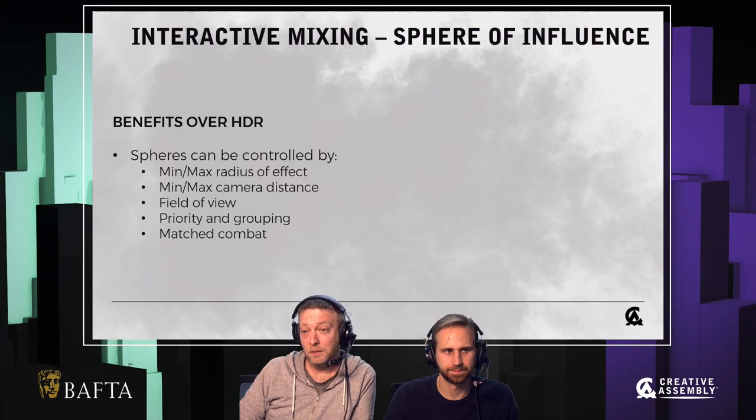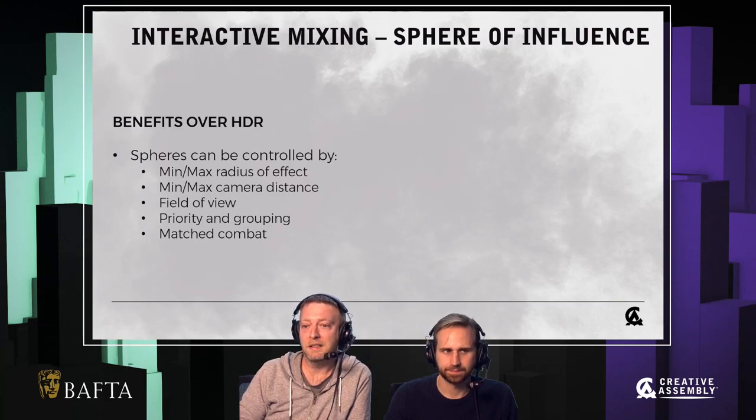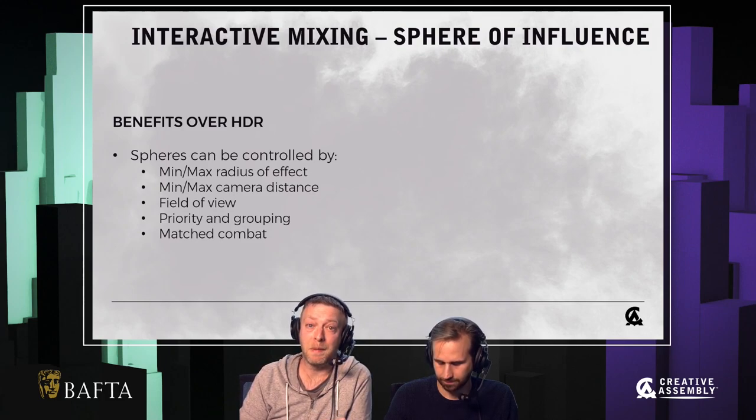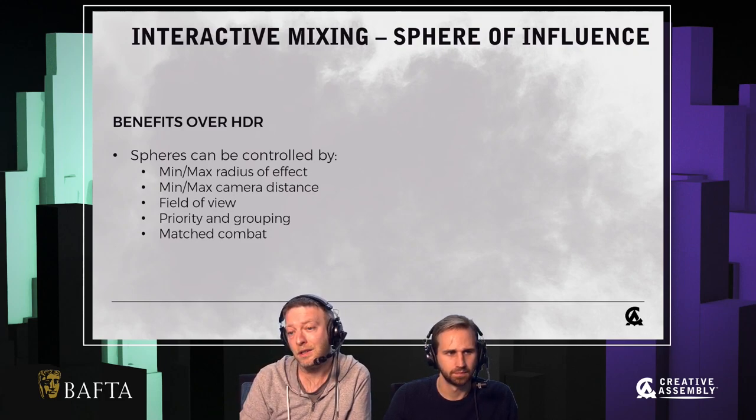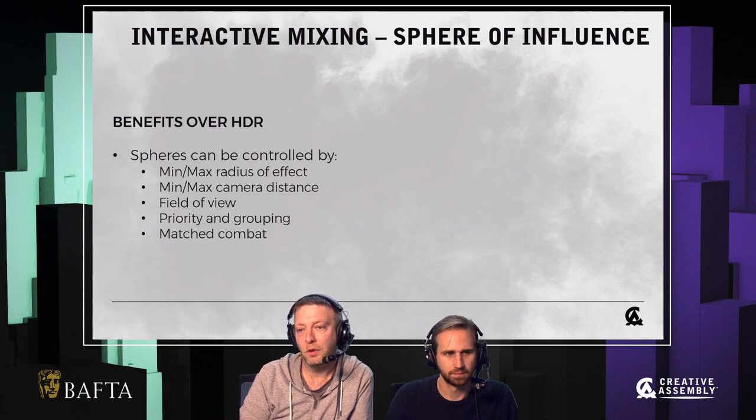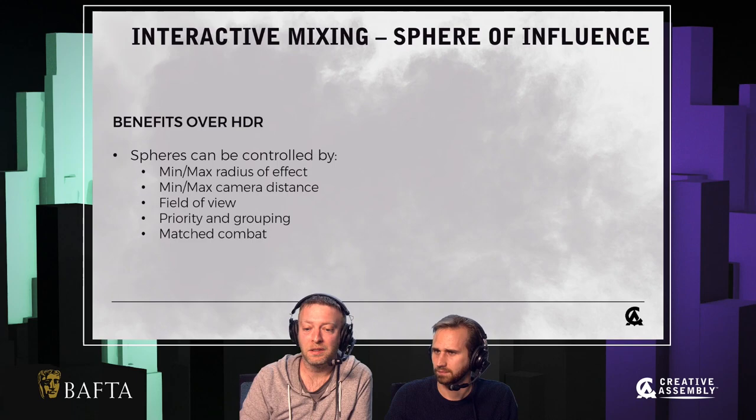So the benefit of this over HDR is we can essentially say there's going to be a min and max radius of effect, so we can scale the amount of ducking that goes on depending on where the camera is and where the units are relative to that. So if the sphere goes off close to some units, it's going to affect those units more than, say, units that are 100 meters away and less important.